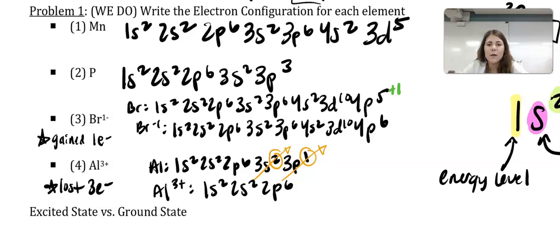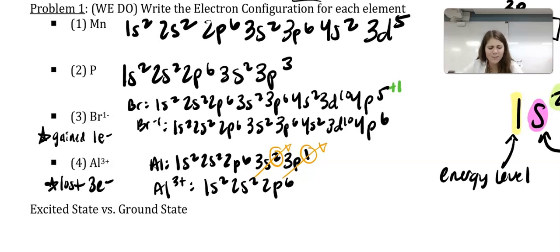Number 3, bromine. Oh, sorry, I realized I should have done number, it doesn't matter, number 3 with the bromine. Here I got the full neutral bromine electron configuration. Since it's Br -1, that means we gain 1 electron. So here, instead of removing from that 5, we'll actually add 1 and make that 6, 4p6.